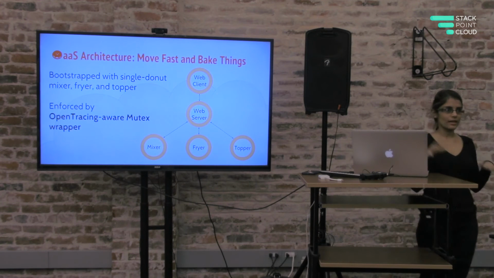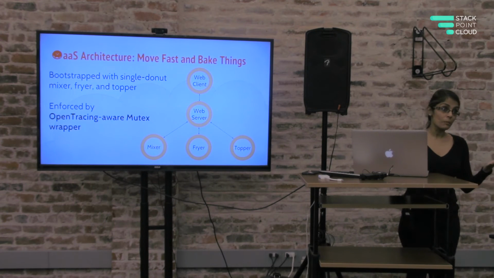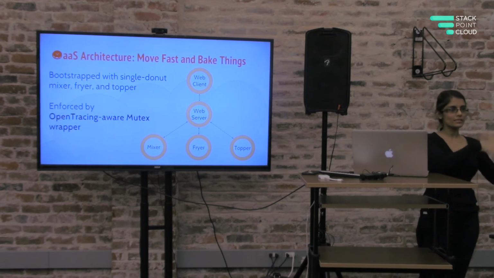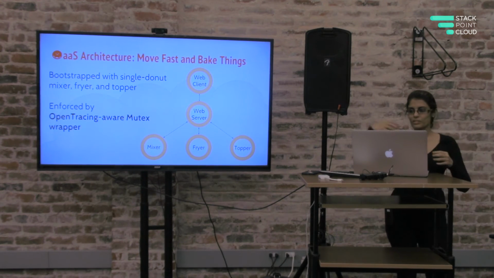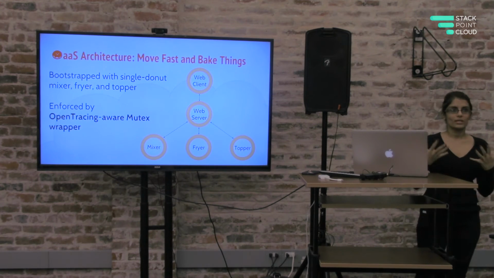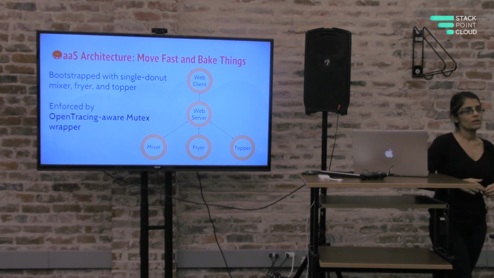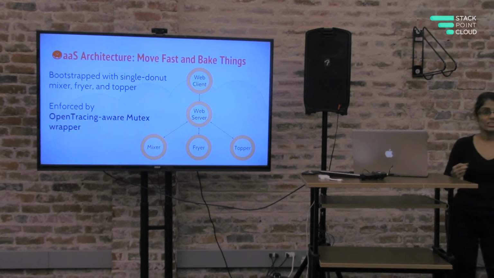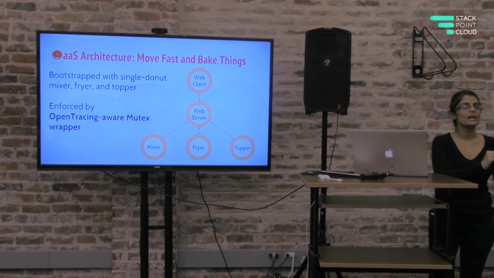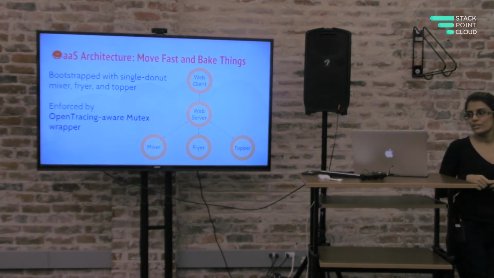Now, just let's understand the architecture of our product before we get into it. So it's a bootstrap company, and we just have a single donut mixer, fryer, topper. The mixer mixes the batter, the fryer fries it into a donut, and the topper puts cool toppings on it. And then all of this has an OpenTracing aware mutex layer, so that helps with the tracing piece. Now, one of the features of the OpenTracing API is called baggage, which lets us basically add a piece of information at the beginning of a request and carry it all through to the end as the context propagates. And we're going to use that to know what kind of topping each donut has.